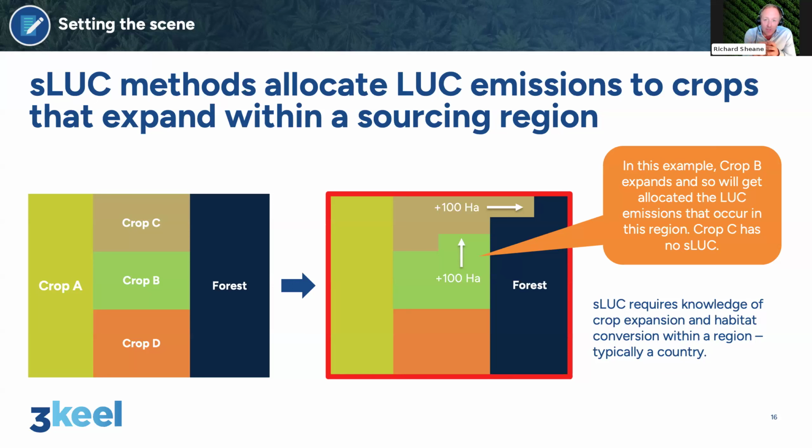And typically, statistical land use change historically has been done at a country level. So you get statistical data on forest loss at a country level and also crop expansion and contraction at a country level.